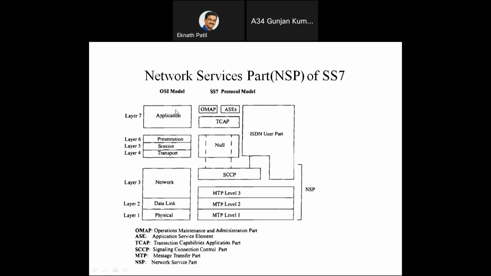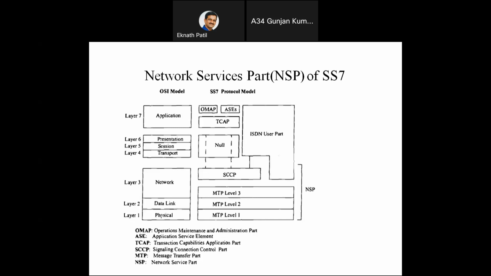As we know, the 7 layers are application, presentation, session, transport, network, data link, and physical. These are the 7 layers given here, and with the help of that, different things happen in the SS7 protocol. SS7 is a complete package, we can say, a complete package of the 7 layers, and it provides the services with the help of different modules. OMAP is the operation, maintenance, and administration part. ASE is the application service element. TCAP is the transaction capability application part. SCCP is the signaling connection control part. MTP is the message transfer part. And at the last, the network service part.